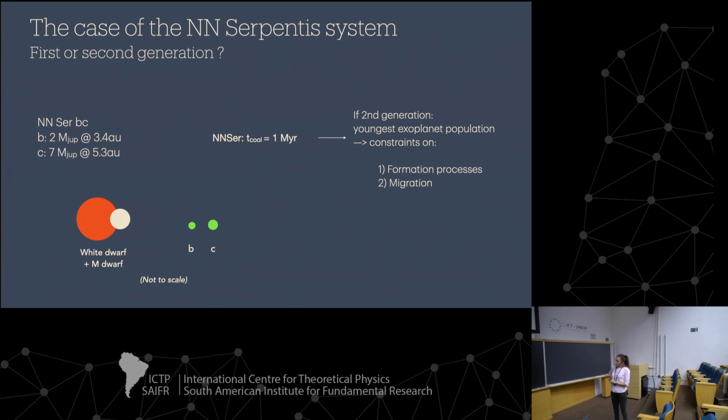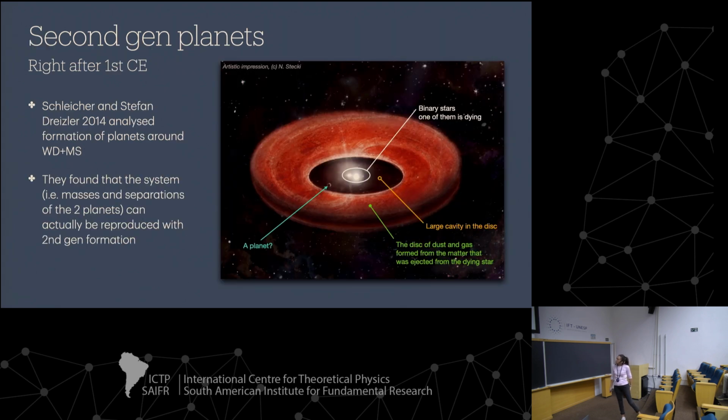So the interesting thing is, if truly this is a second generation system and it was formed so quickly, it would be very important to compare it with the first generation formation. Because you can study the difference between the formation processes in the pre-main sequence and in the post-main sequence. And also study the level of migration that could happen within the disk. Well, okay. It's a bit redundant, but at least you can get to the point.